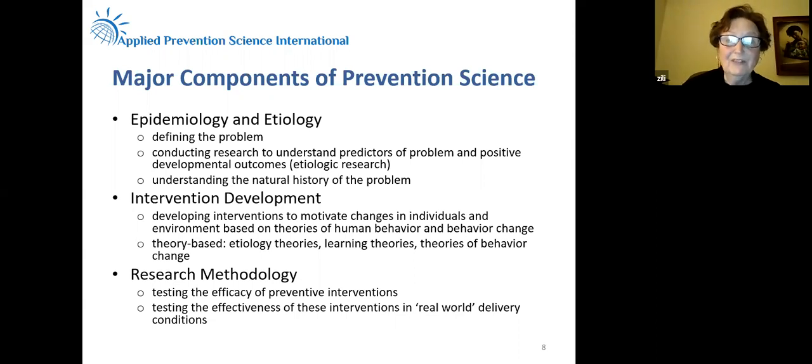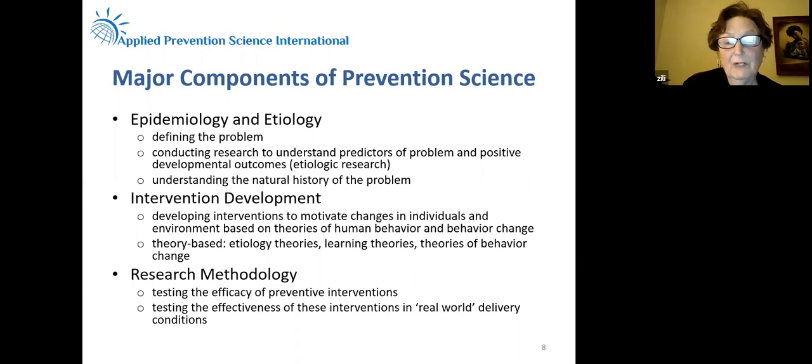So once we know this information, how do we apply it in an intervention that will impede the progress of a problem once it's initiated, or how do we stop it from happening from the beginning? Intervention development designed for prevention is theory-based. We look at not only etiology theories, that's theories of causation, if you will, but also learning theories, because prevention covers a whole lifespan.